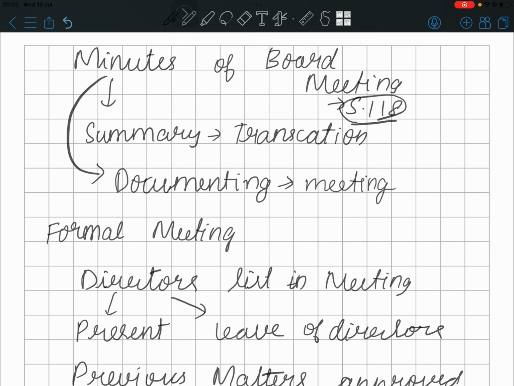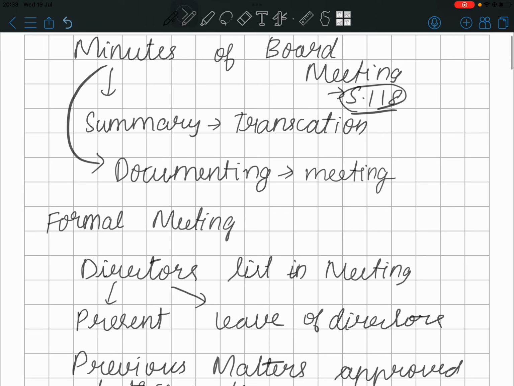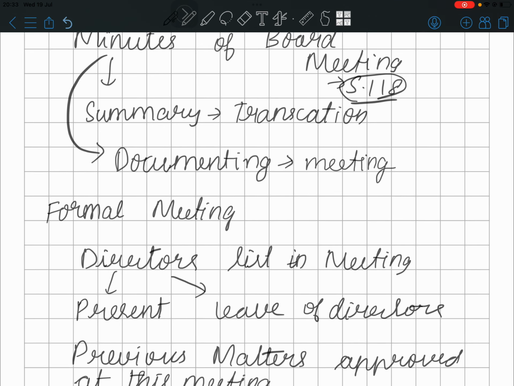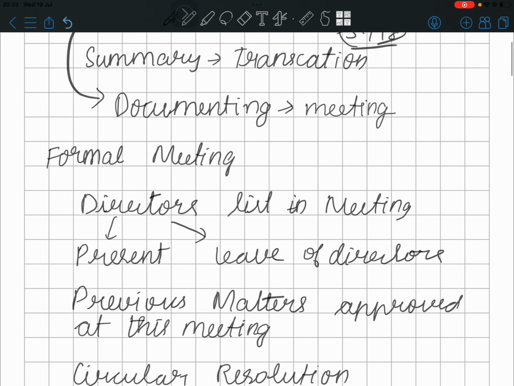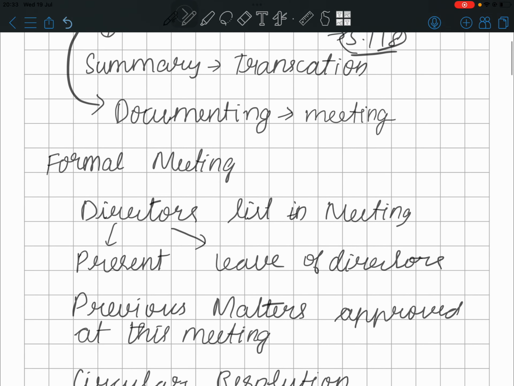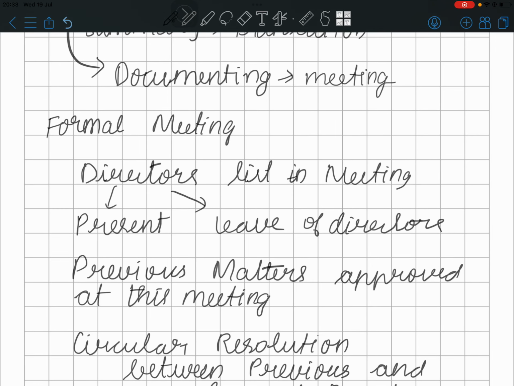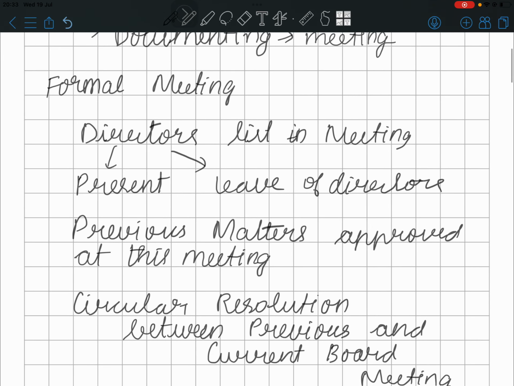We have seen it generally, now we will see specifically what the minutes of a meeting are. It is the documentation of the meeting, a summary of the transactions. You can't record every transaction, because a board meeting is a formal meeting, so it should be recorded in summary. Such a meeting needs a minutes book. What are the things recorded in the minutes book?